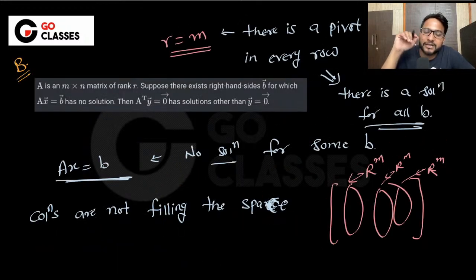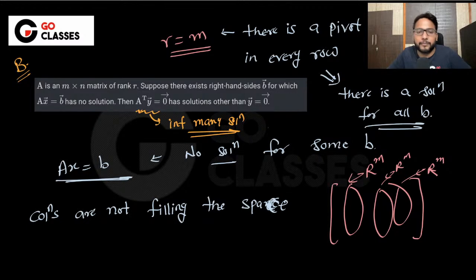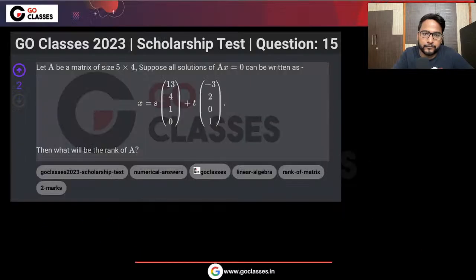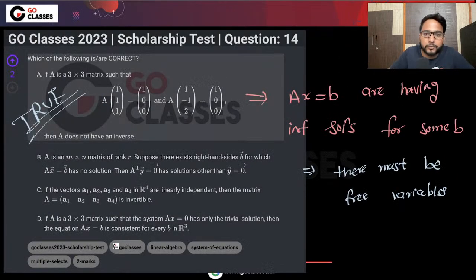So let's just see this. What they're saying is that A transpose y equal to 0 has a solution other than y equal to 0. Yes. Since the columns are linearly dependent, there will be infinitely many solutions. Columns of A transpose are linearly dependent. Right? It was a nice question, I think. So you will say this is also true, because columns of A transpose are linearly dependent. Let's talk about this option C.